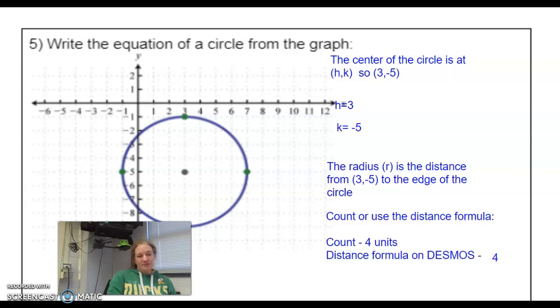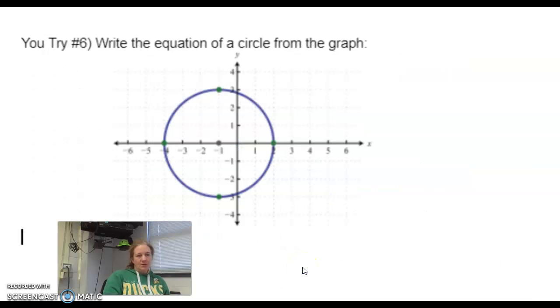So we figured out that was 4, and so then I'm going to plug all my numbers in. I put 3 in for h, negative 5 in for k, so a negative negative is positive, and I put 4 in for r, but it's r squared, so it's 16. So this is my answer. Okay? You go ahead and try number 6, and instead of guessing or saying I don't know what it is, if you're confused, ask for help, please. So here's my center, and you can either count or you can use Desmos to find your radius.